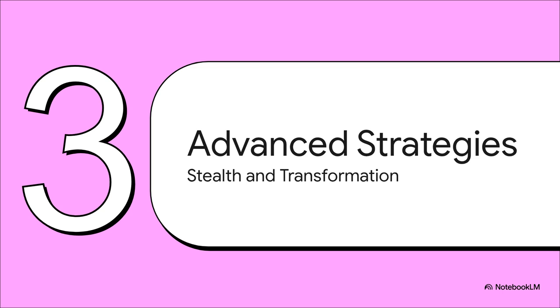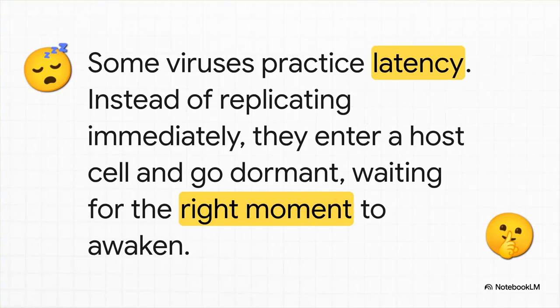Oh no. Some have evolved far more sophisticated, far more subtle strategies that involve stealth, genetic trickery, and even, sometimes, some pretty sinister transformations. So strategy number one is all about stealth. It's called latency. Instead of just replicating like crazy right away, some viruses can get into a host cell and just go dormant, hiding out and waiting for the perfect moment to strike.